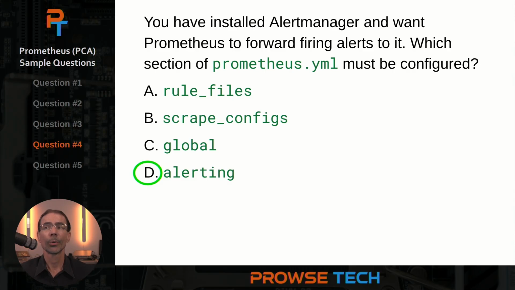All right. So key elements of the question. The first is Alert Manager. We want to get alerted to things. And also section of Prometheus.yaml. Those are the key sections here. So let's get back to the lab.